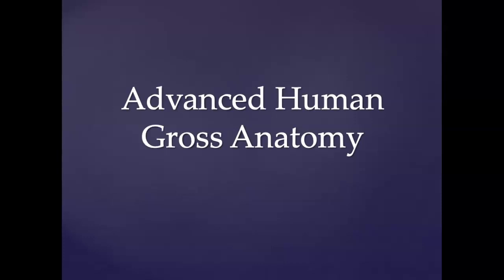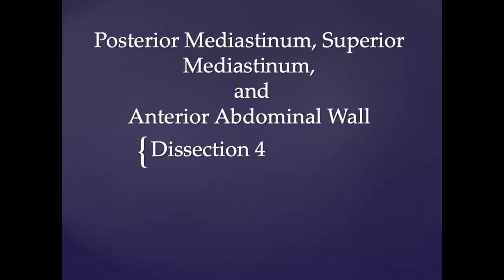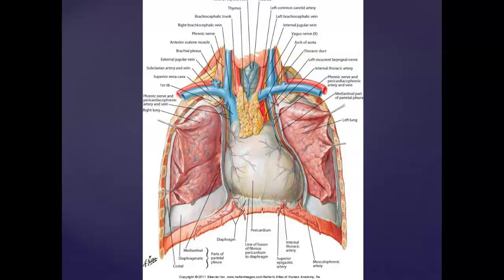Today we have a pretty extensive dissection. We will be looking at the posterior mediastinum, the superior mediastinum, and the anterior abdominal wall. In a previous dissection, we've already removed the heart, which is located in the middle mediastinum. Today in the superior mediastinum, we're going to look at some structures.